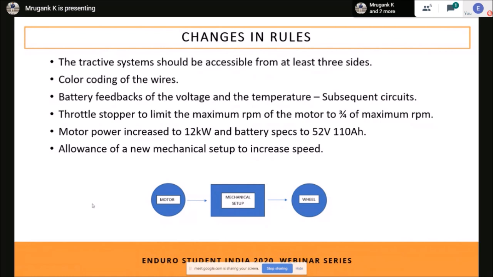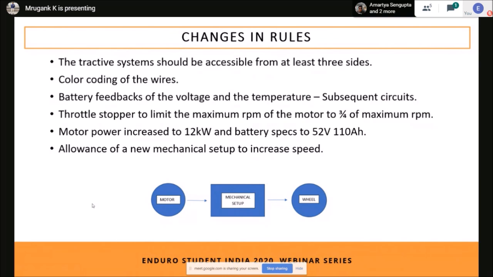The next major change in the rule is that the motor power has been increased from 6 kilowatts to 12 kilowatts, and the battery voltage has been increased from 48 volts to 52 volts. With this increased motor power and battery, we expect the teams to have higher power motors, that means faster. But the point to keep in mind is that no AC motors are allowed. Only DC motors are allowed.